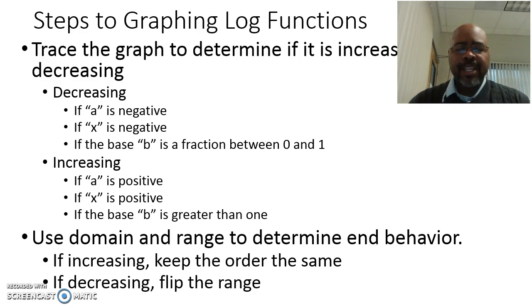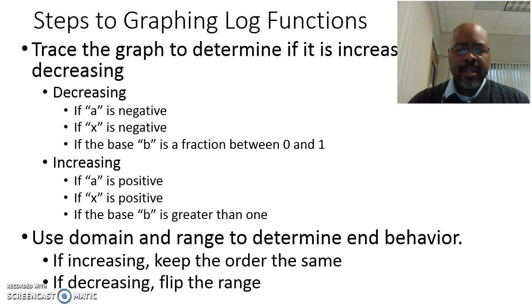If a is positive, or if x is positive, or if your base b is greater than 1, then you might have an increasing graph. So those are key indicators to look at as you're doing this. Don't be afraid to take your time and do this. Make sure you go step by step and just really work this out. So trace the graph. After you plot your x-intercept, plot your y-intercept, plot your additional points, go ahead and trace the graph to see if it's increasing or decreasing. And remember, increasing or decreasing looks at the graph going from left to right.